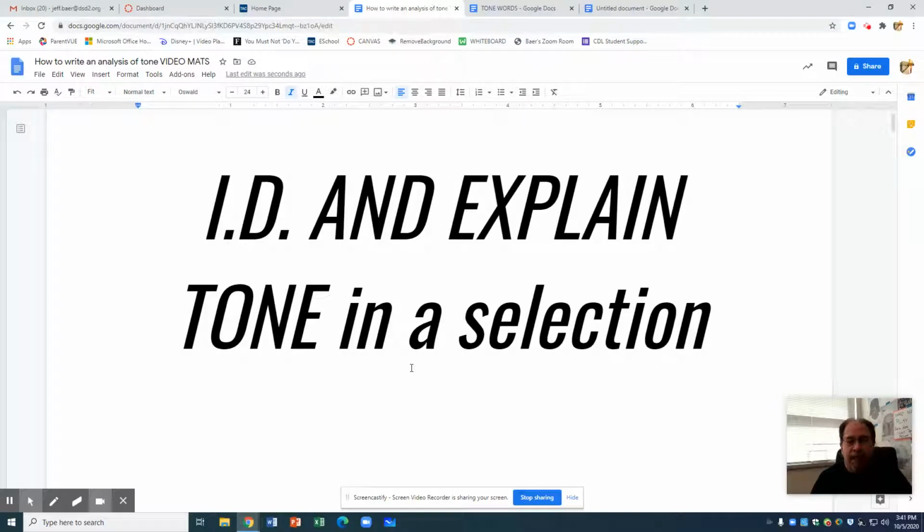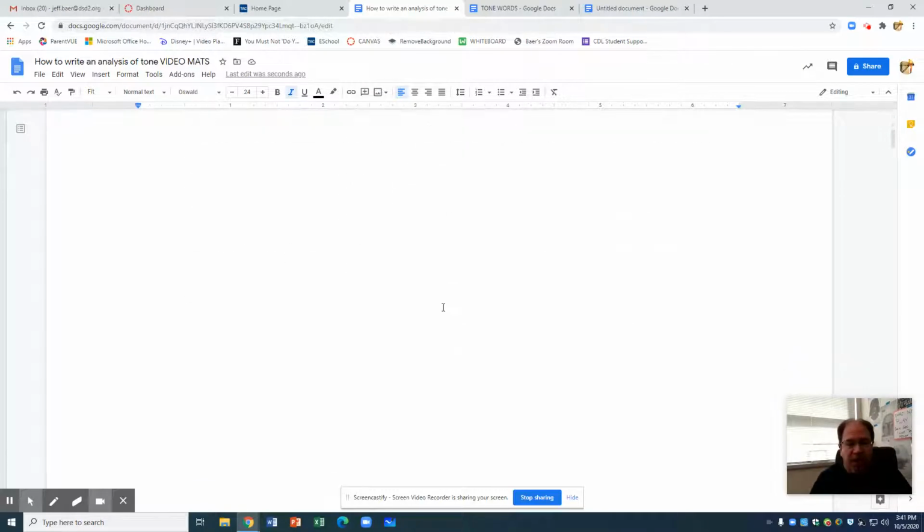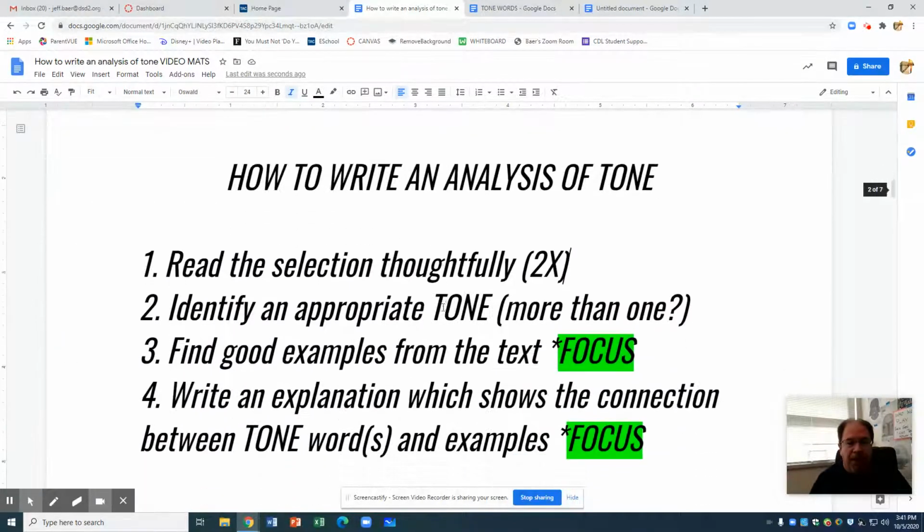Hey everybody, Mr. Bear here, and today's lesson is about how to identify and then go on to explain the tone of a given selection in a paragraph. The concept of how to do that is actually fairly complex. There's not just one step, there's several steps. So let's take a look at what those steps are.